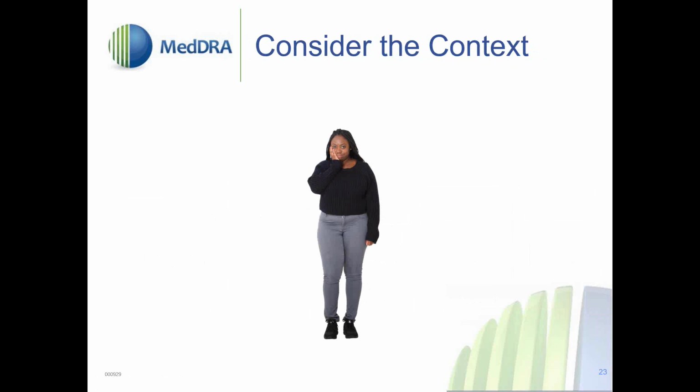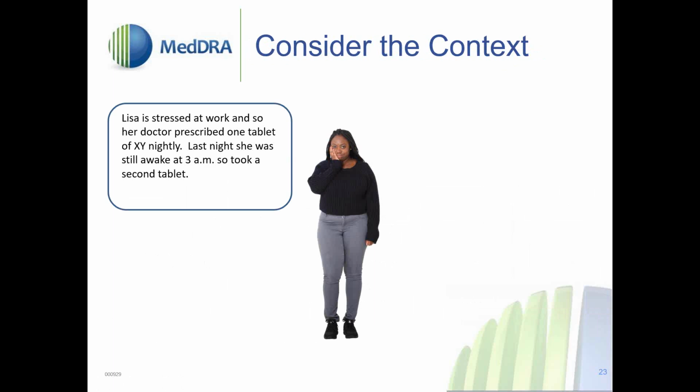Now let me illustrate these scenarios with some practical examples. So here we have Lisa, and Lisa has stress at her workplace. In the first scenario, the doctor prescribes 1 tablet of a sleeping pill a night to help her sleep better. But since she is still awake at 3 o'clock in the morning, she decides to take another tablet. This is a conscious decision on her part, a deviation from the prescribed treatment regimen for therapeutic purposes. In other words, an intentional misuse of medication, intentional drug misuse in this instance.